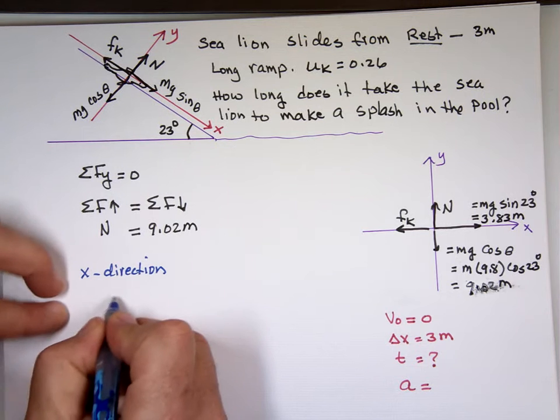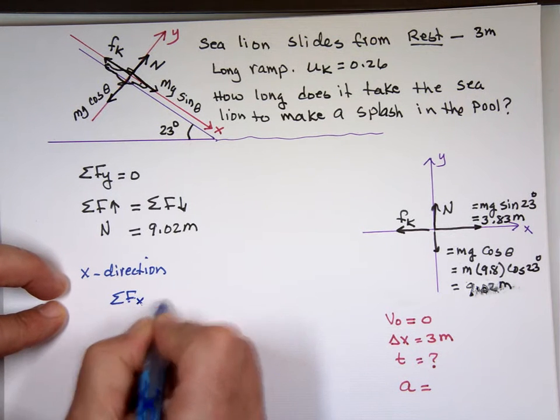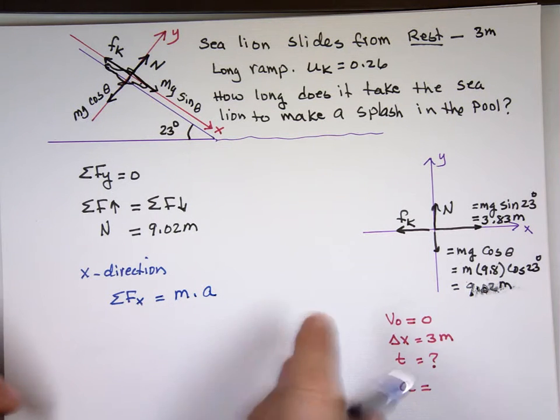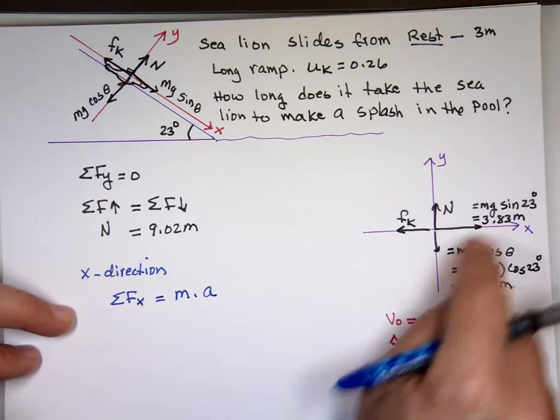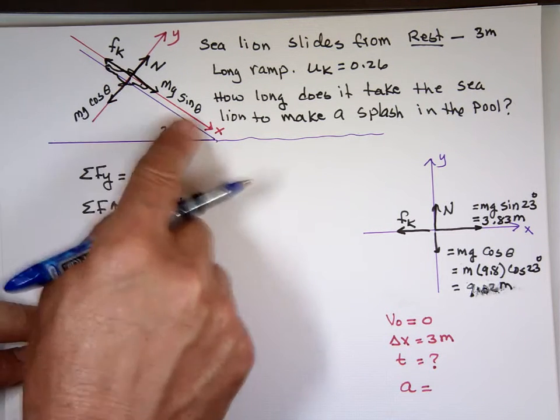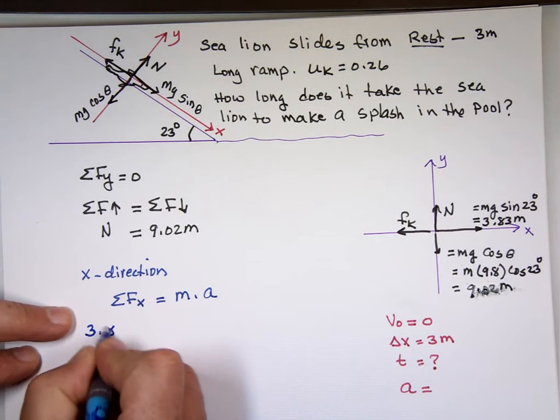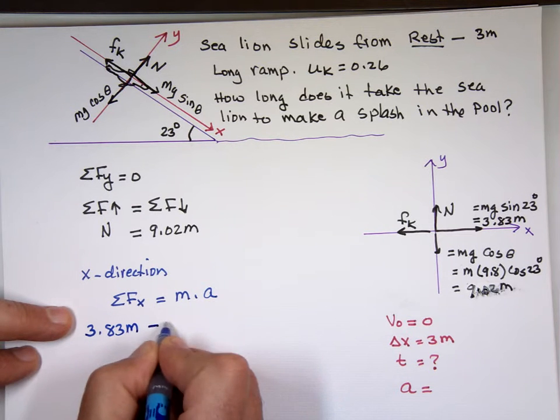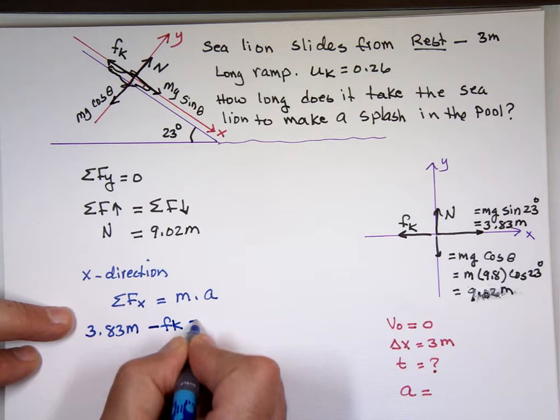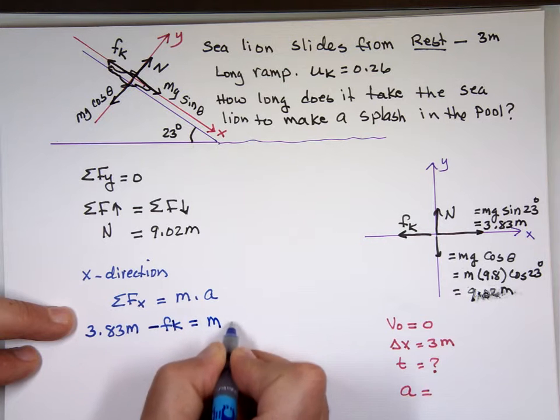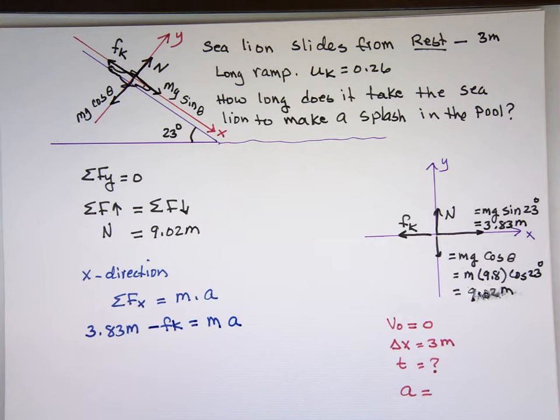Newton says the net force in the x direction should equal the mass times the acceleration. Since the seal was going to the right, the net force is this force minus that one. So it's 3.83 m minus f of k equals the mass, which is unknown, times the acceleration, which I'm looking for. I don't know what f of k is.